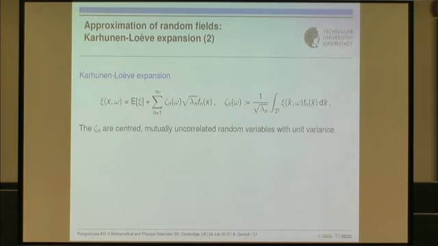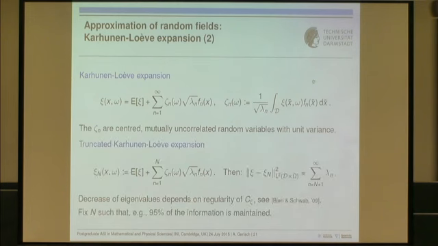And the theta n, these are random variables like this. Well, essentially we don't know them. That's still a problem, we come back to that. But you know they are centered, they are mutually uncorrelated, and they have unit variance. That's what you can show.